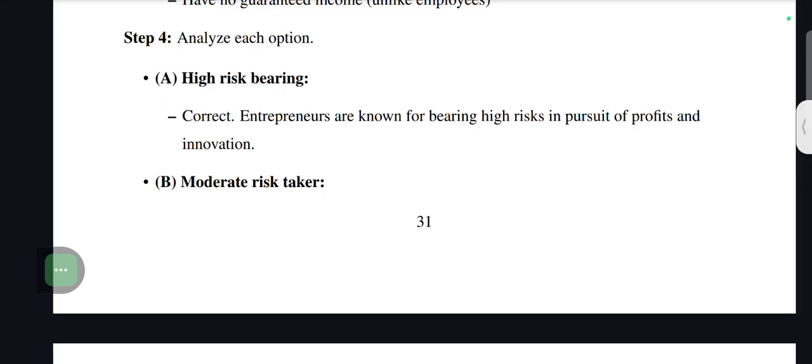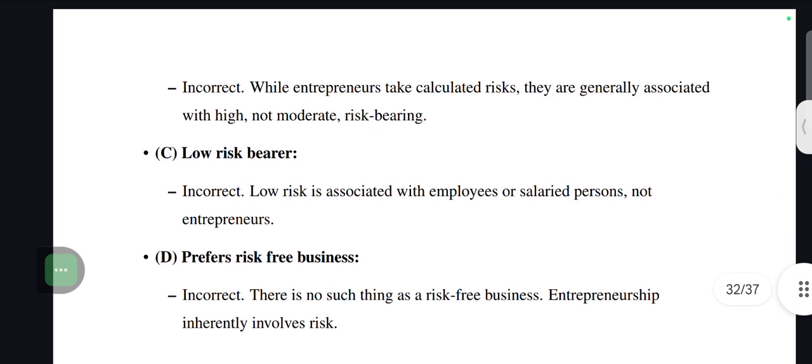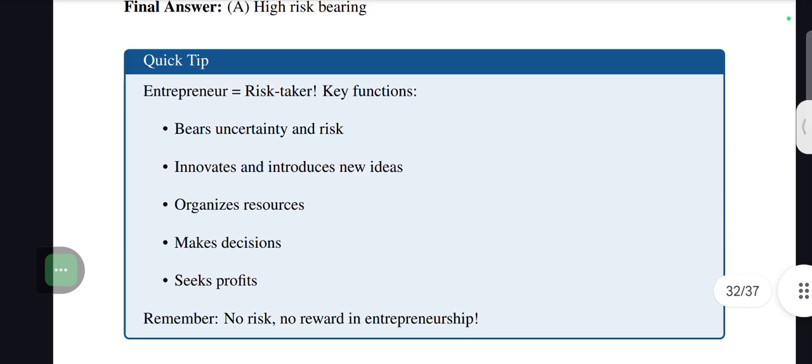Option B, moderate risk taker, no, they take high risk because they have put in their whole money. It will be a risk if the business fails, they may get a loss. So low risk is not there. Prefers risk free business, no, risk free business is not there. It is a high risk business. So therefore option A is the correct answer.